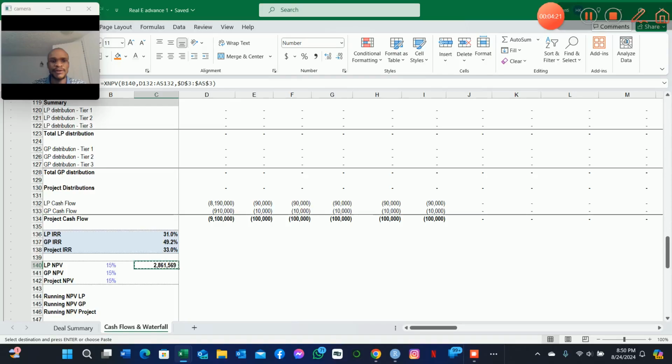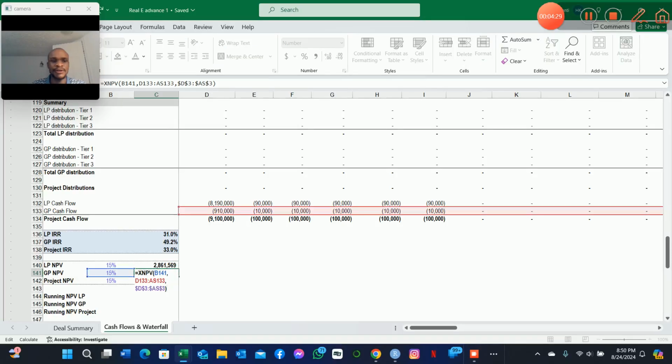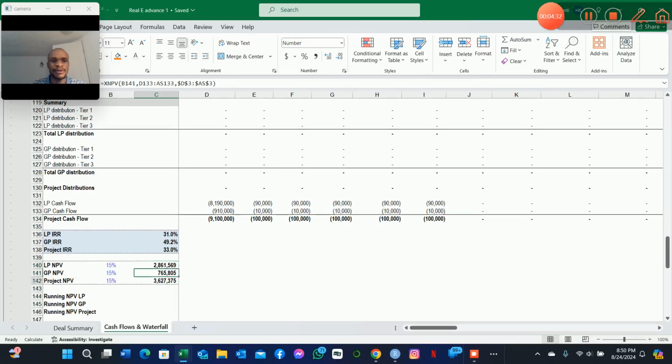So we can now take this, we copy it, Alt ESF, we paste as formulas, and as you can see, the net present value for the GPs, we can see the net present value for the project entirely, and we can see the net present value for the LPs. At the same time, we can also determine the cash-on-cash returns on this project, that is, how much capital did they contribute and how much will they be paid in return.